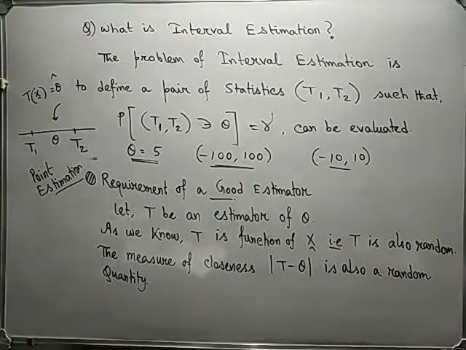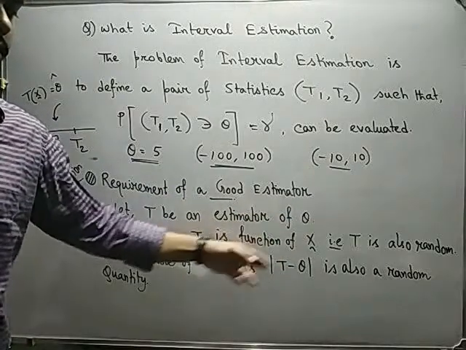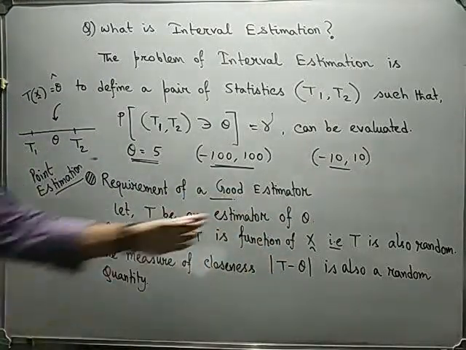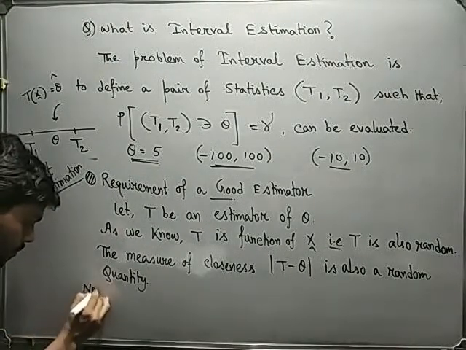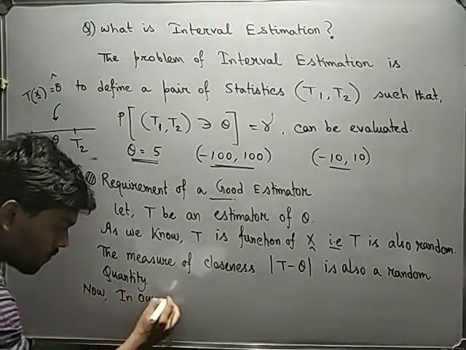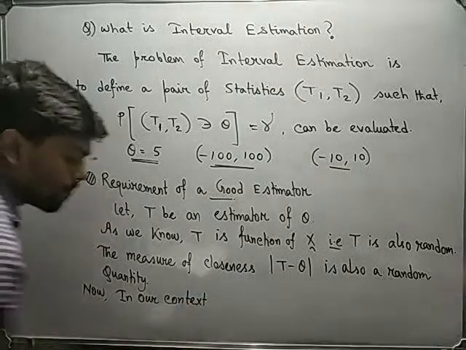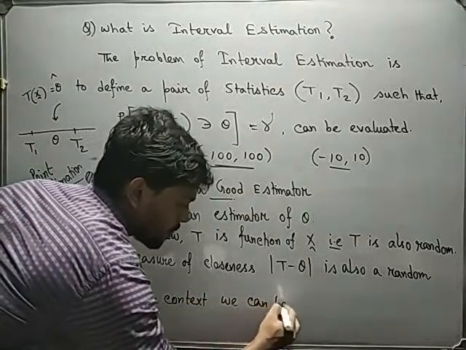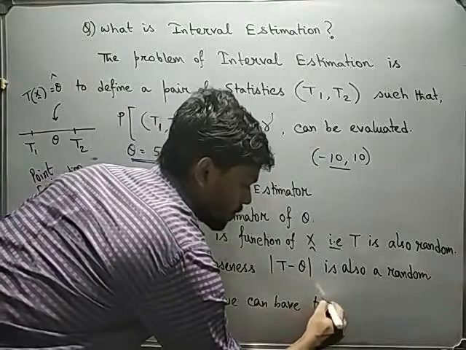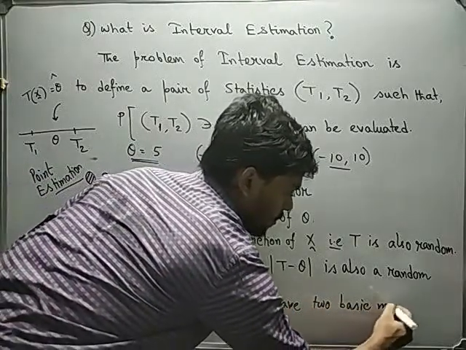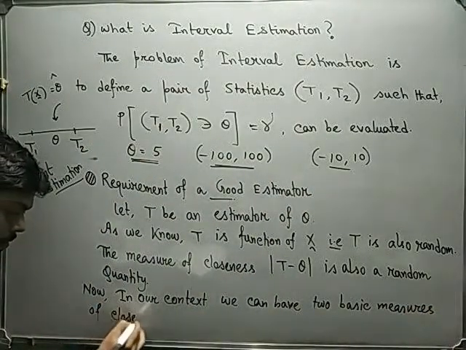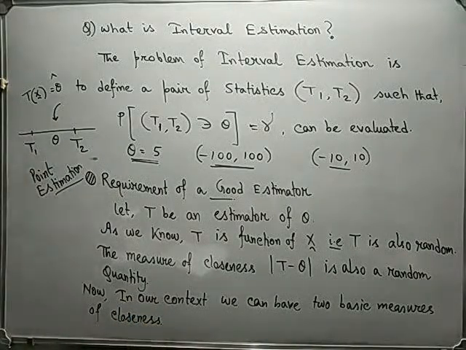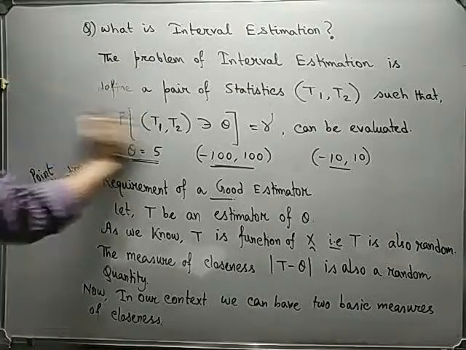And why is it random? As capital T is random, that's why mod of T minus theta, which is a function of capital T, is also random. Okay, now in our context, we can have two basic measures of closeness.